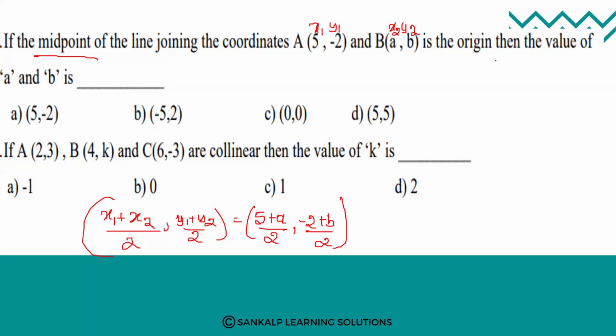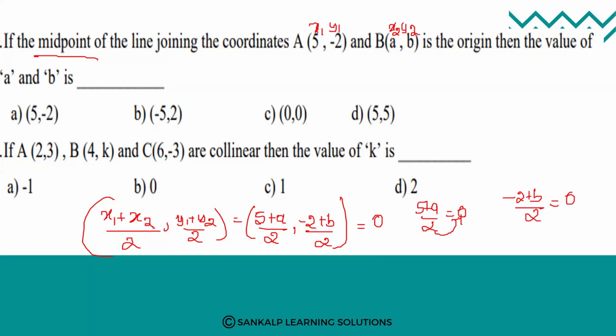And is the origin. Origin means it is equal to 0. Originally it will be 0, right? So 5 plus A divided by 2 is equal to 0. You equate this with 0 and this with 0. Minus 2 plus B divided by 2 equal to 0.